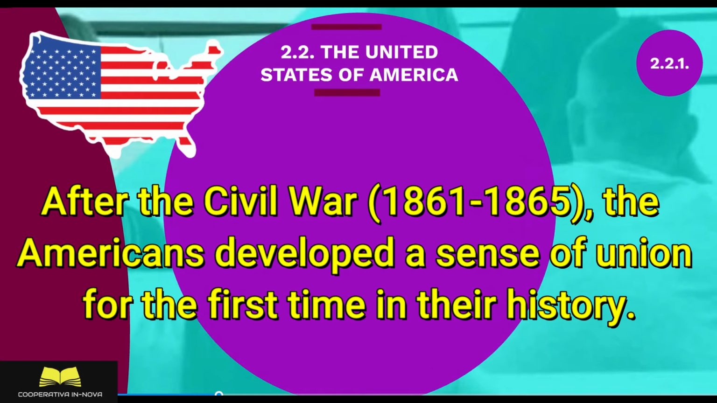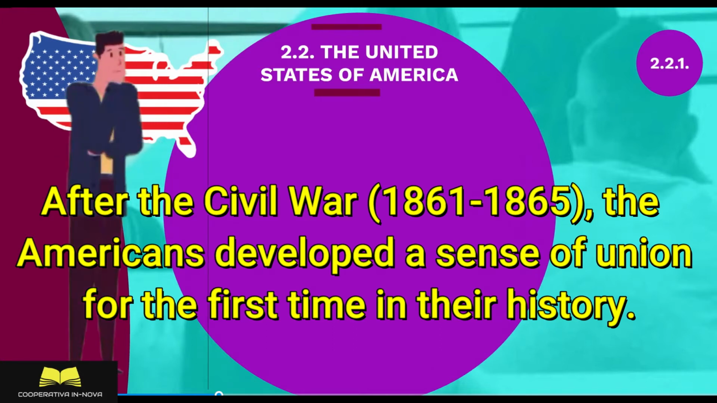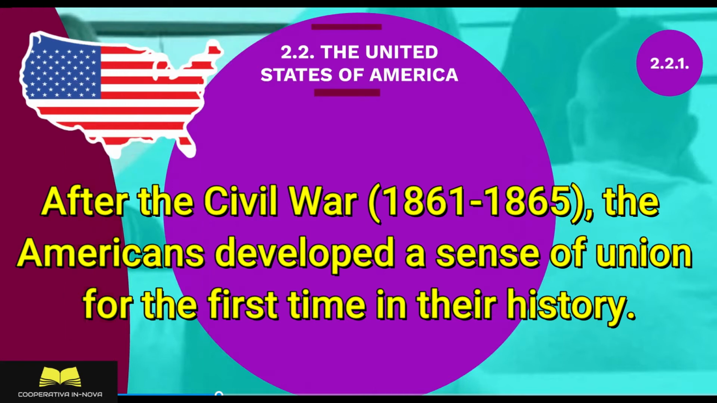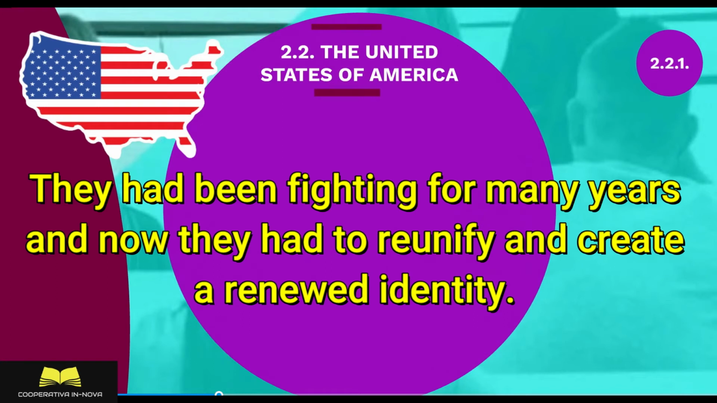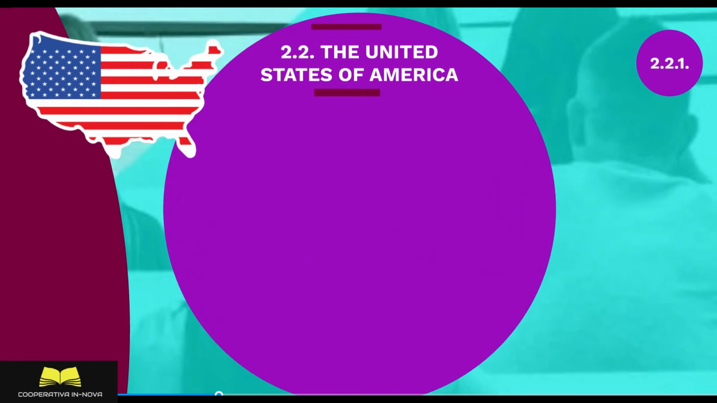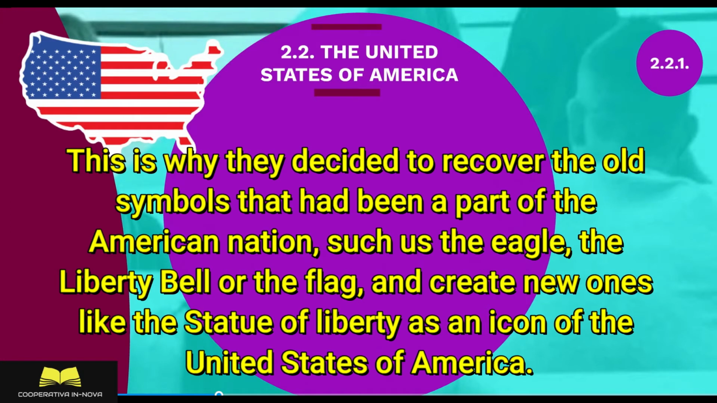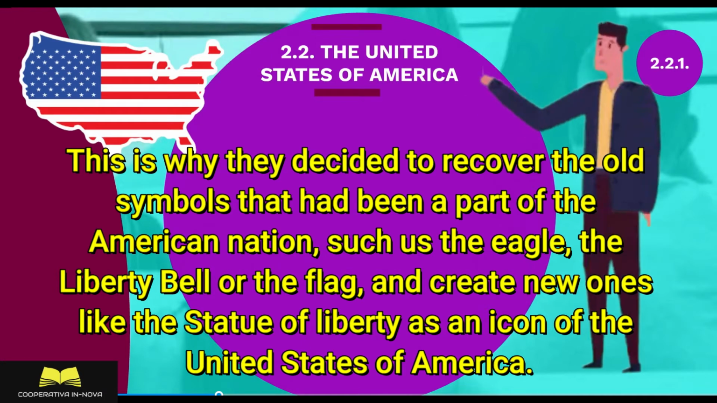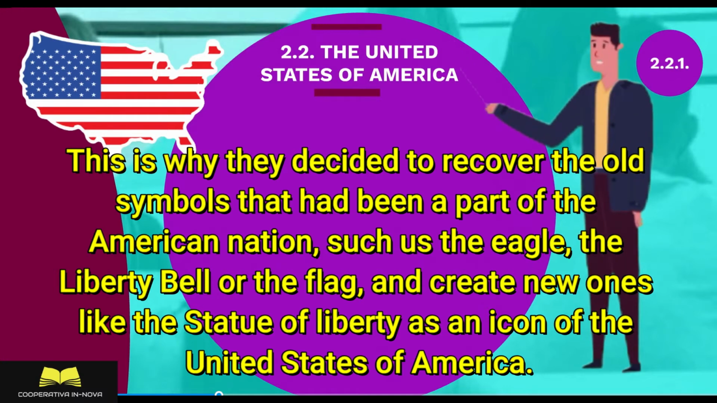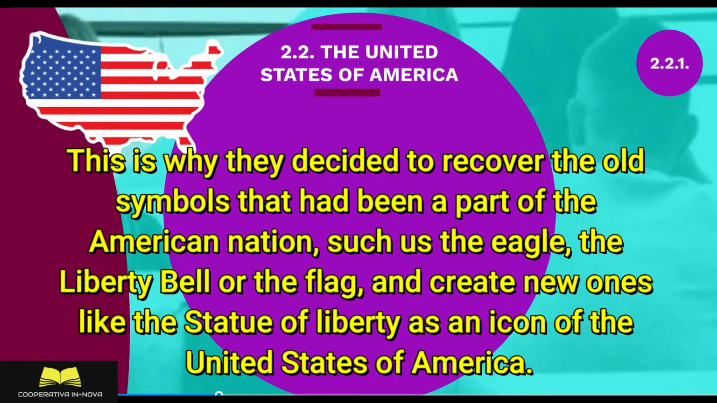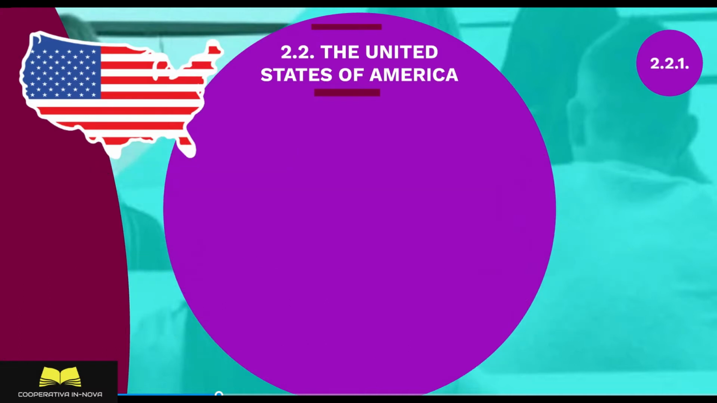After the Civil War, 1861 to 1865, the Americans developed a sense of union for the first time in their history. They had been fighting for many years, and now they had to reunify and create a renewed identity. This is why they decided to recover the old symbols that had been a part of the American nation, such as the eagle, the Liberty Bell or the flag, and create new ones like the Statue of Liberty as an icon of the United States of America.